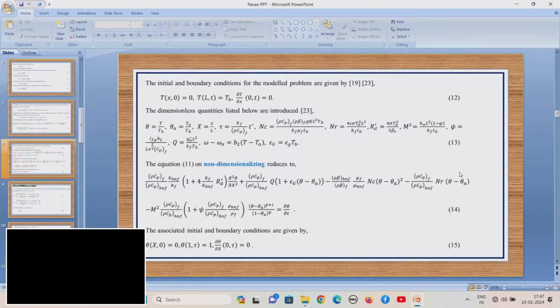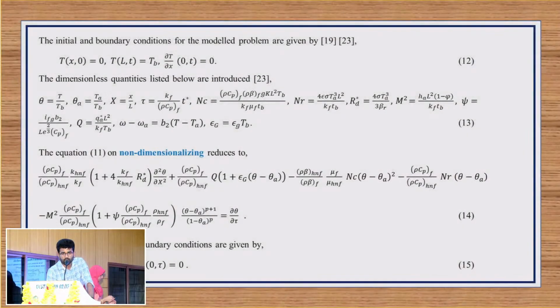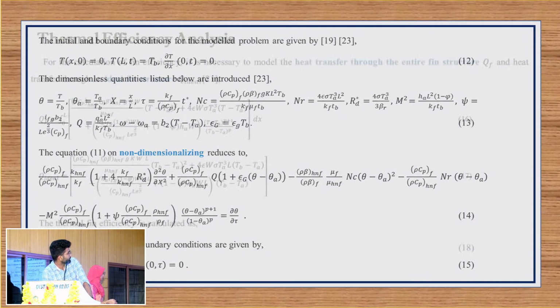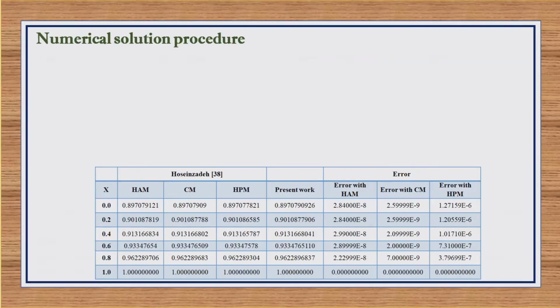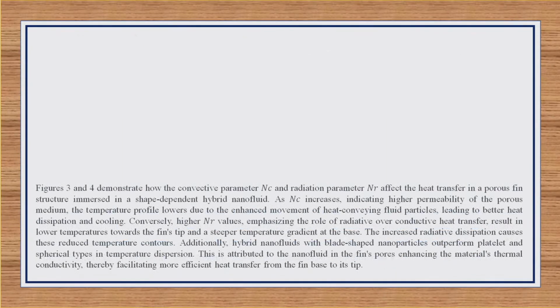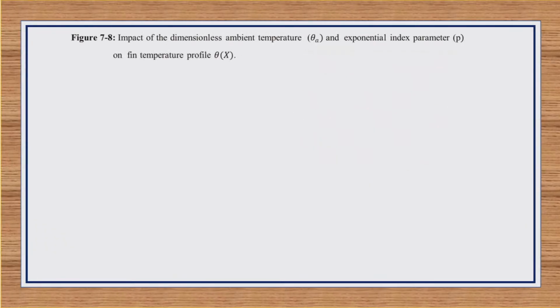So this is the thermal efficiency analysis of the fin that we have considered here, the hybrid nanofluid, and the fin efficiency can be calculated as follows. So table 1 and table 2 represent the physical properties of the nanoparticle that we have considered, and the hybrid nano base fluid, and table 2 represents the spherical, platelet, blade shaped nanoparticles and their shape factor.